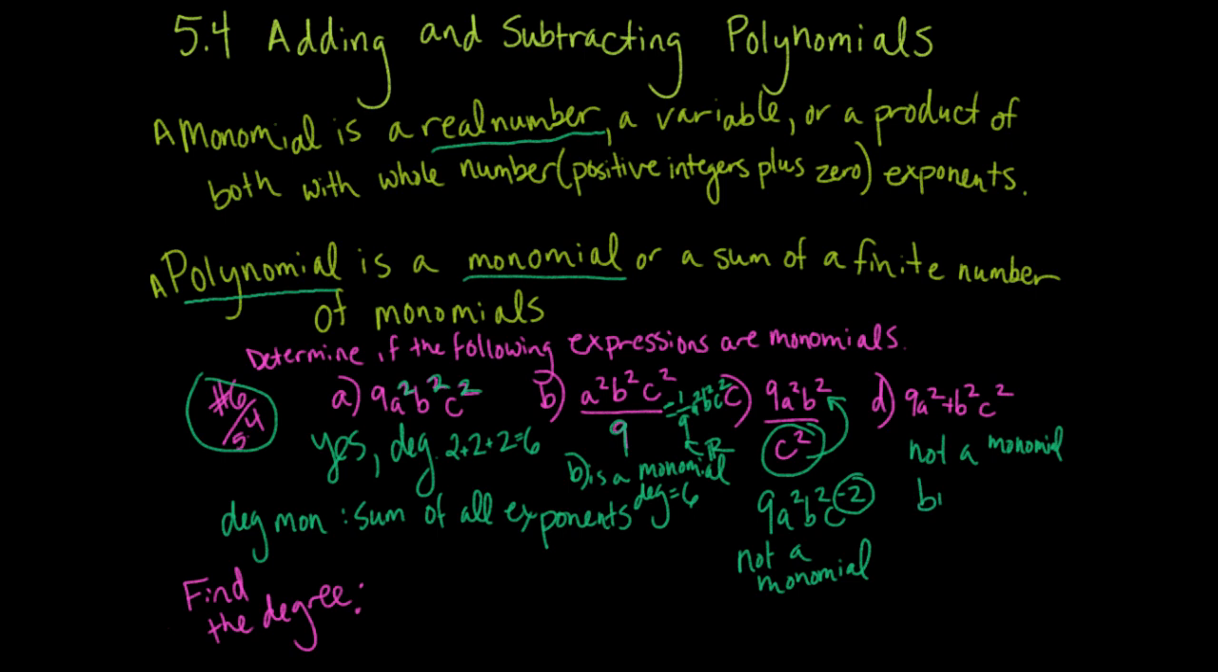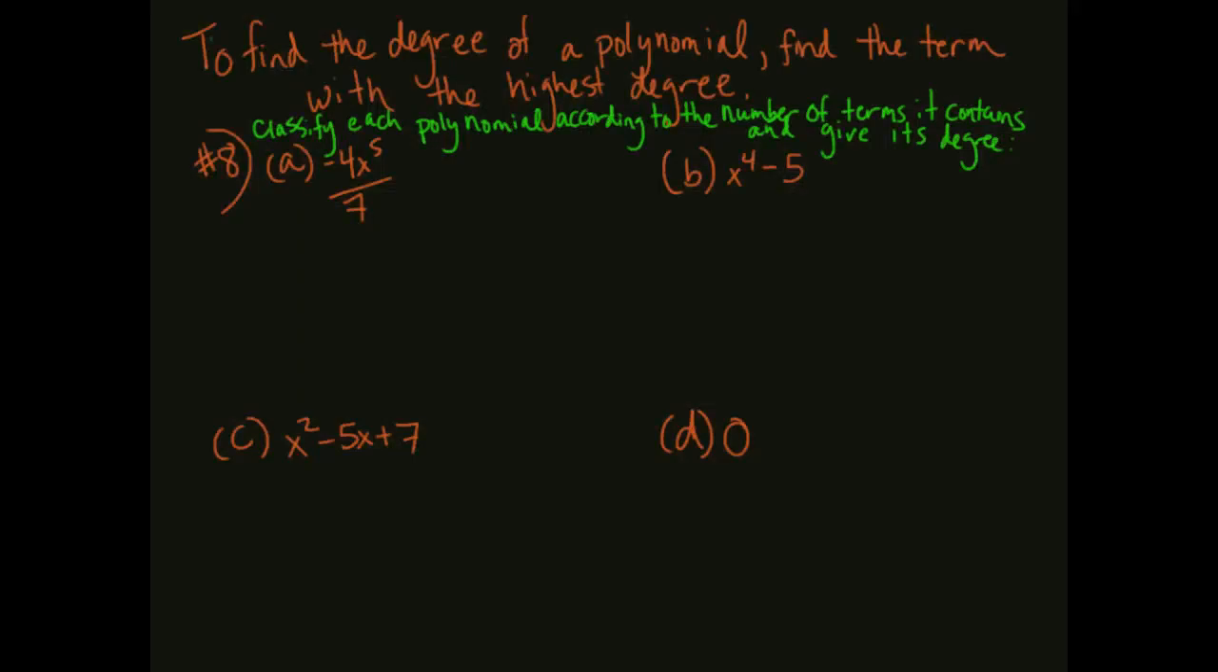This one is actually a binomial, which we'll learn about later, but it has two terms, or two monomials. It consists of two monomials, and that is the broader term of a polynomial. Now we're going to broaden our perspective from monomials to polynomials, many terms put together. And to find the degree of a polynomial, you find the term with the highest degree.